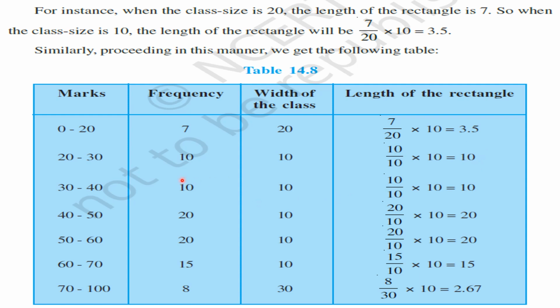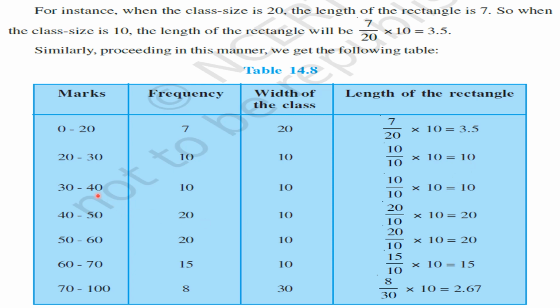Similarly, take this as the second class. The class frequency, that is the length of the rectangle, is 10 by the width of the class, 10, into the minimum class size. This point is common: the minimum class size. By simplifying these two numbers, we get 10. Understood this point, my children?